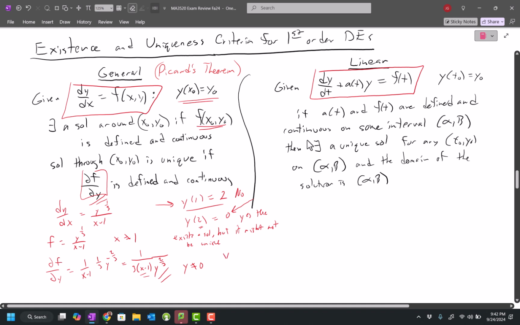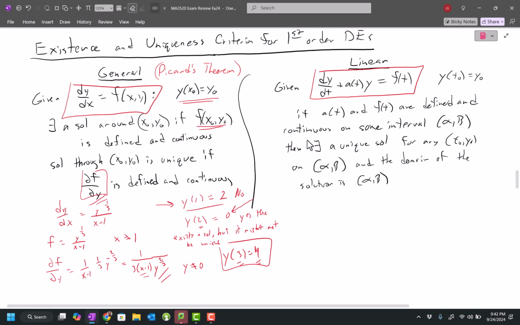And then if I had some final condition, if y of 3 was equal to 4, in this case the x value is 3 and the y value is 4, neither are a problem. So for this condition, there would exist a unique solution through that point.